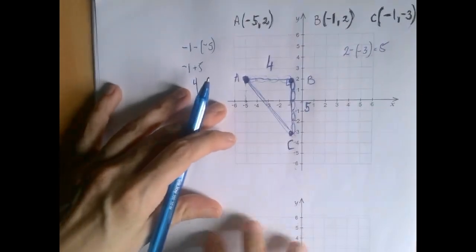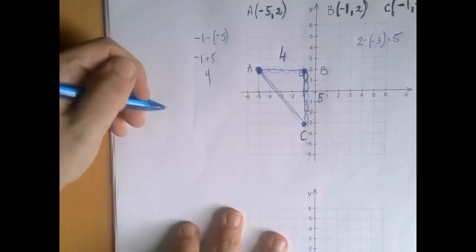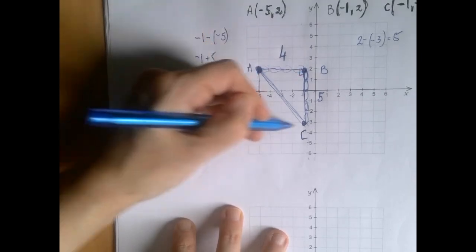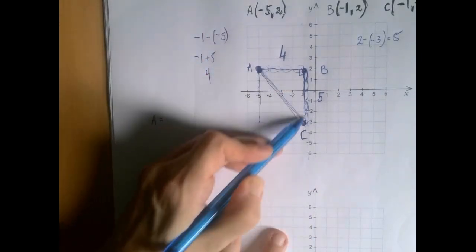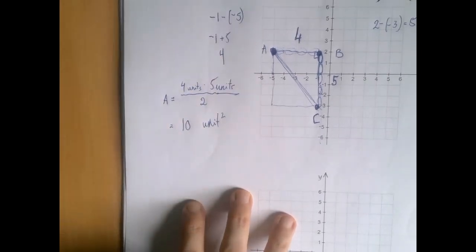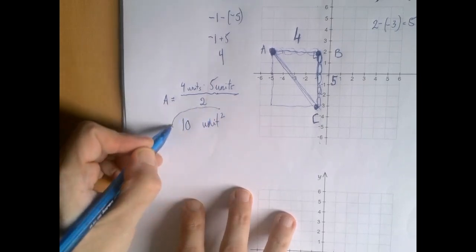So now we know that the area of this right triangle is, remember, every right triangle is half of a rectangle, so it's going to be 4 times 5 divided by 2, 4 units times 5 units divided by 2, which is 10 square units. And that's the answer.